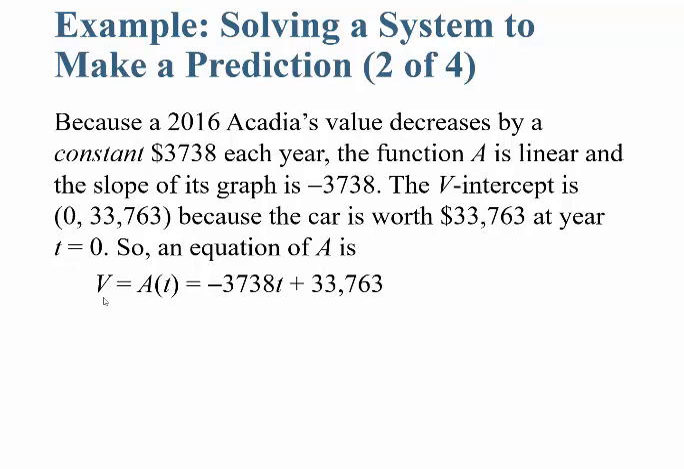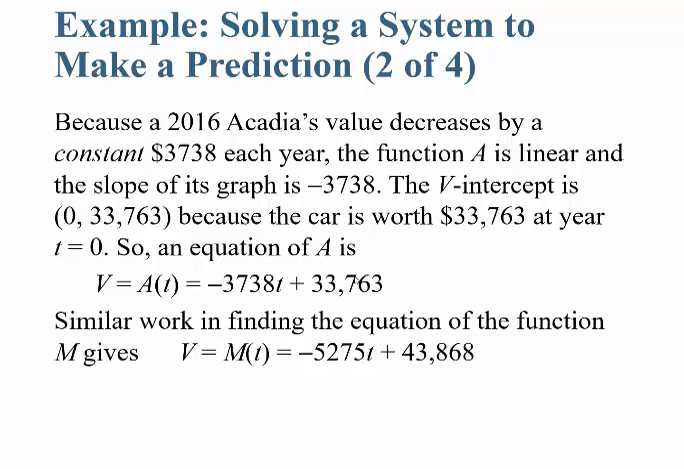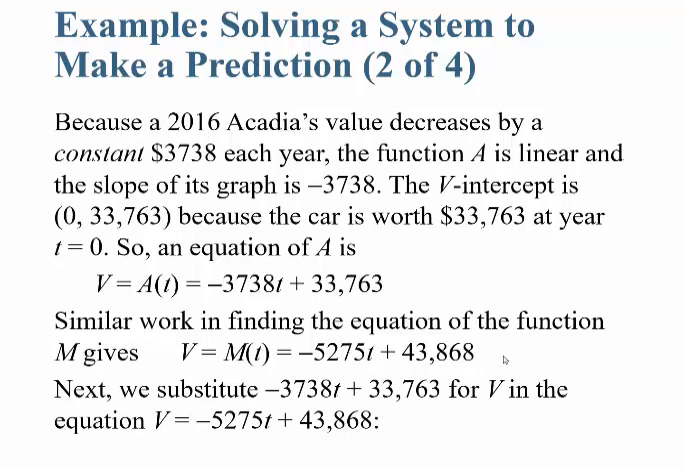So the equation for the value of the Acadia is equal to minus 3,738t, where t is years since 2017, so that's how much it's going down, plus how much it cost initially, the starting value. You can work out similar equations for the function M. This is for the MDX: it's the starting value minus how much it depreciates per year times years since 2017, because that's the year we started at. If we want to find out when these cars will be equal, we just take the first equation and set it equal to the second equation.